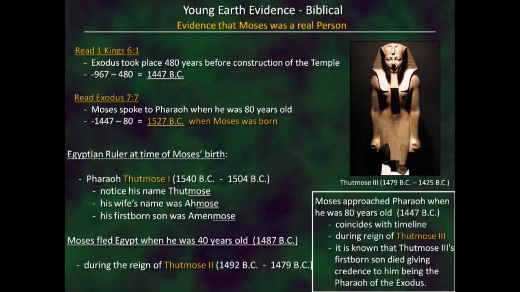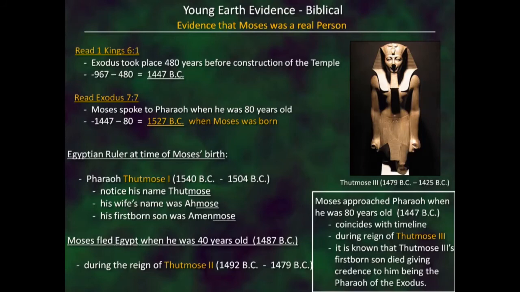So we look down through history at who the rulers of Egypt were during Moses' time frame. Of course, we know Moses was in a basket in the water, and the Pharaoh's daughter found him, brought him in, and basically adopted him into their house. One of the interesting things is this Thutmose the First. He reigned from 1540 to 1504 BC, right in the time frame of when Moses would have been born. You notice that his name is Thutmose, his wife's name is Ahmose, and her firstborn son was Amenmose. So you can almost see this surname of Mose that they would use to name an adopted child Moses. It's a lot of speculation, but it still looks like it could plausibly be. Then Moses fled when he was 40 years old, so that would have been 1487 BC, during the reign of Thutmose II, who reigned 1492 to 1479 BC.